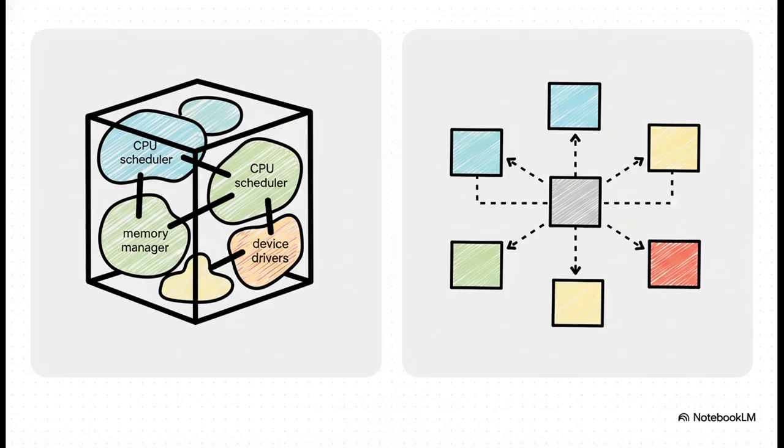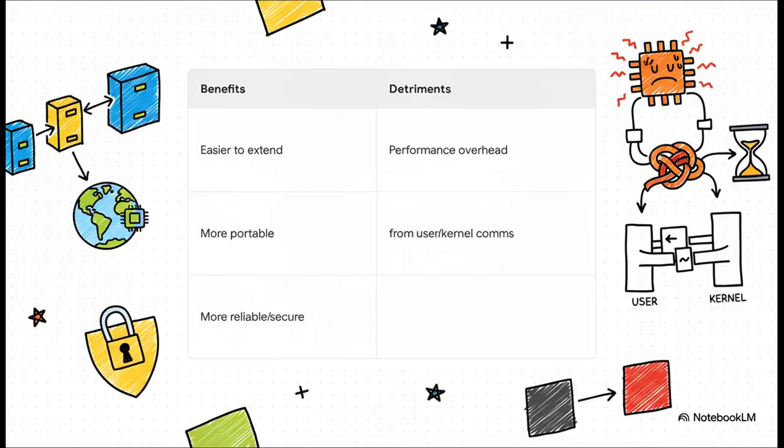The other approach is the microkernel. Here, the idea is to keep the kernel as tiny and simple as possible. It only handles the absolute most critical stuff. Everything else, like file systems or device drivers, runs as separate programs. This makes the whole system way more flexible and secure. But, as with everything in engineering, that flexibility comes with a trade-off.